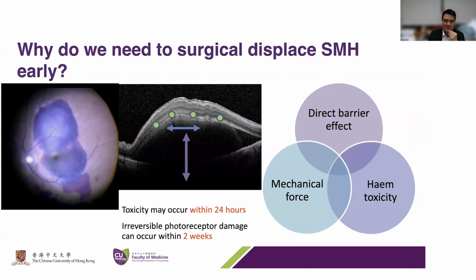So why do we need to surgically displace submacular hemorrhage? Why do we not just all do intravitreal anti-VEGF monotherapy? It is because irreversible vision loss can occur within 2 weeks, and toxicity may occur as quickly as 24 hours from the direct barrier effects of the submacular clot, the tangential mechanical shearing force, and direct heme toxicity. So that's why in my practice in Hong Kong, we are quite trigger happy. We do like to surgically displace the submacular hemorrhage.